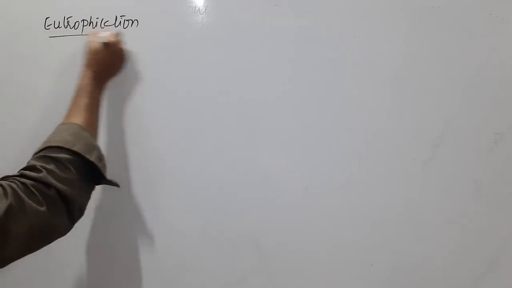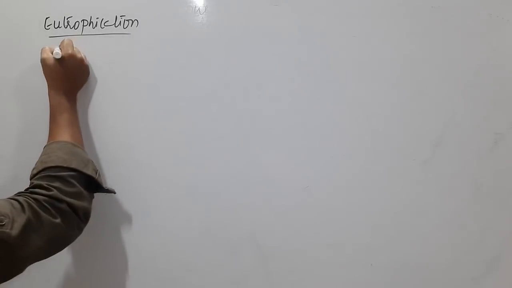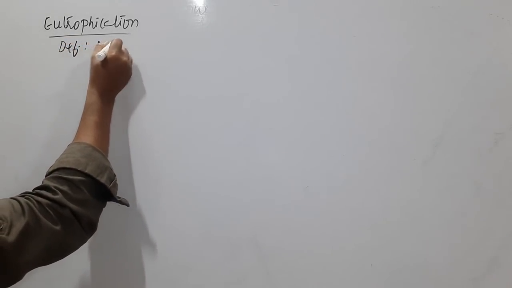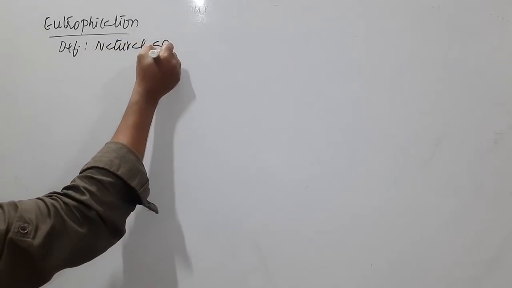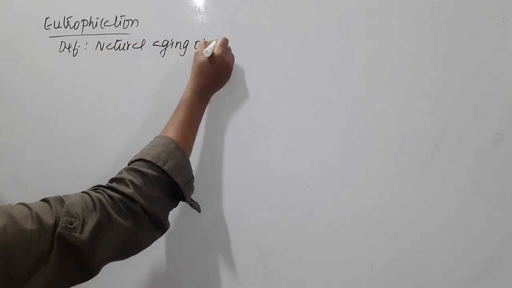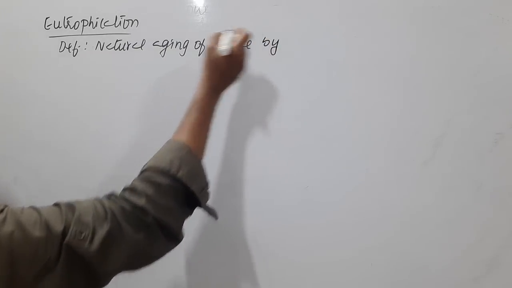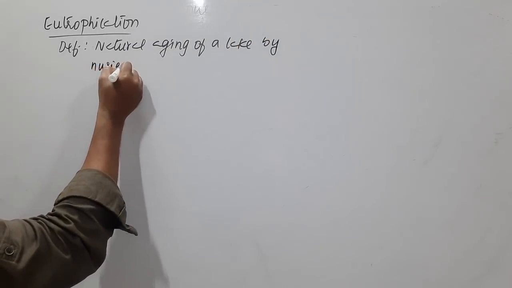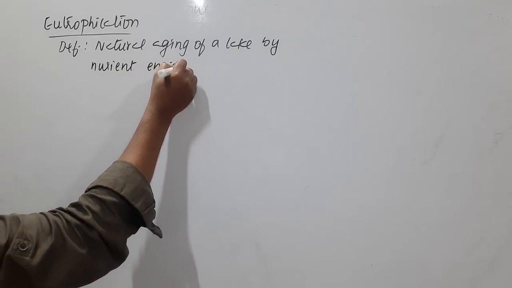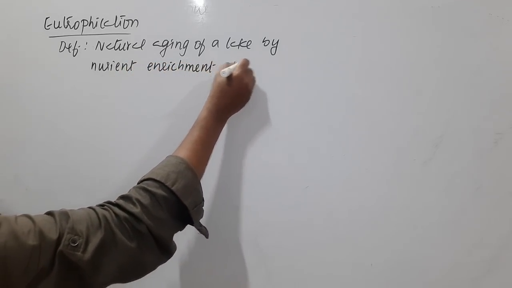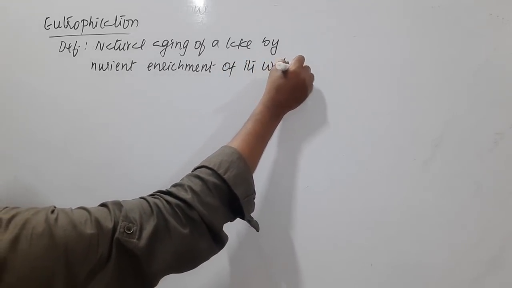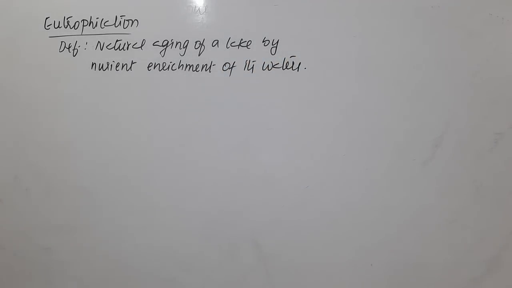Now, what is the meaning of eutrophication? So, eutrophication is the natural aging of a lake by nutrient enrichment of its waters. Right? It is a natural aging of a lake by nutrient enrichment of its water. Now we'll see this eutrophication by taking an example.